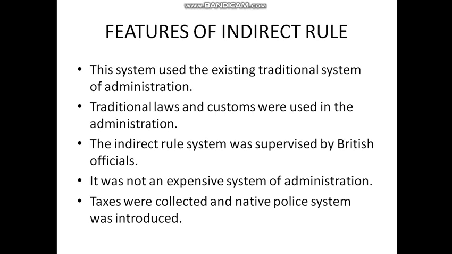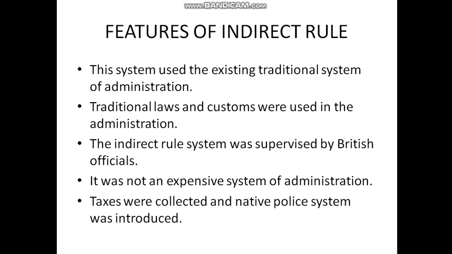Taxes were collected and a native police system was introduced. Yes, a method of collecting tax from your yields, as in at the end of your harvest period, on your yield, you pay tax. If you have cows, if you have animal husbandry, you pay tax. If you have slaves, you pay tax. So all this little money collected was used to run the system. I hope we are following.